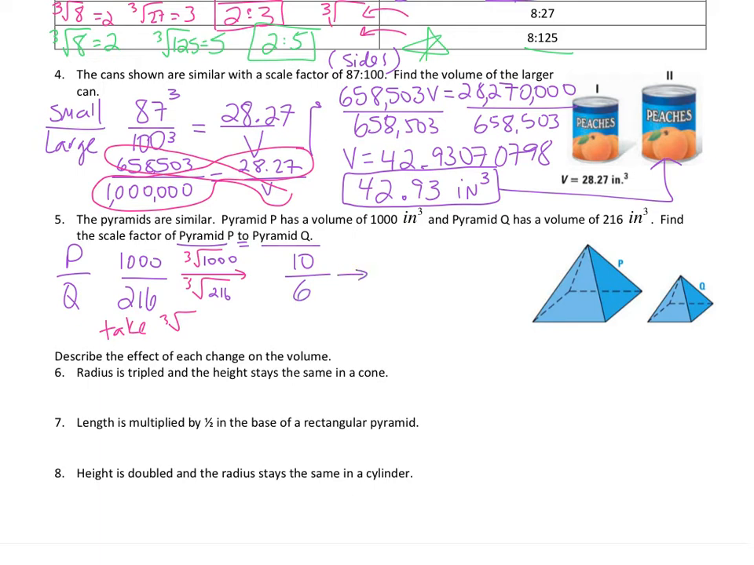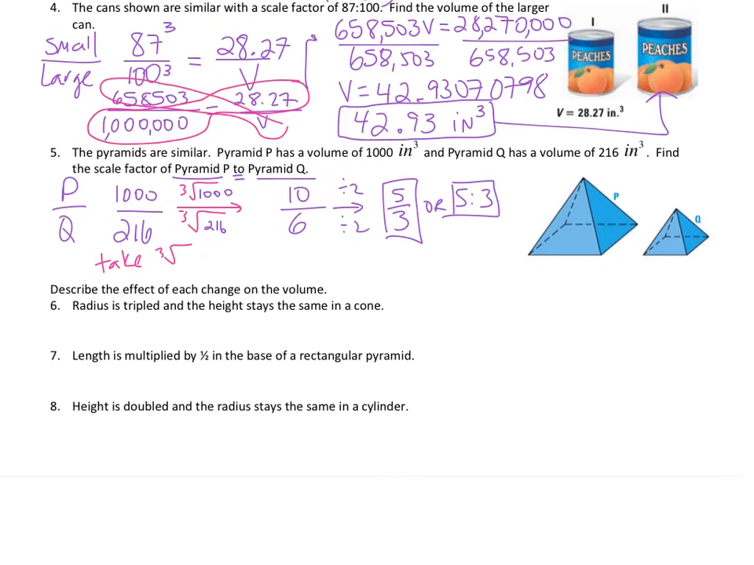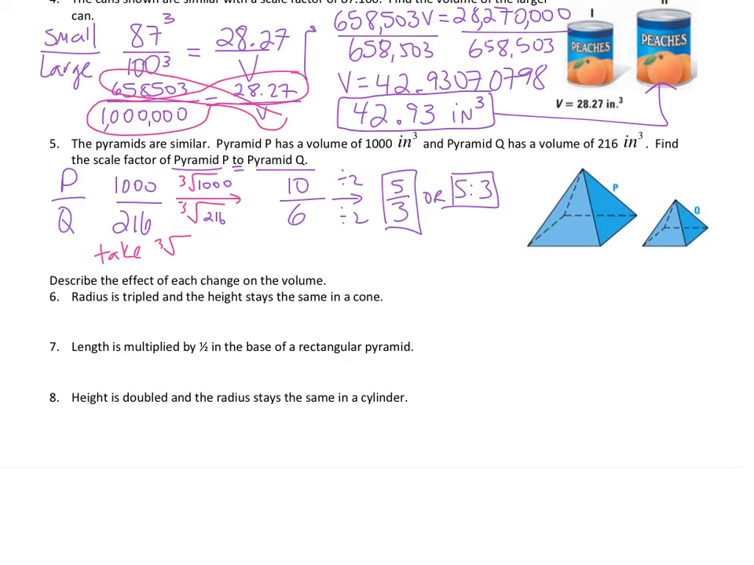And now, of course, reduce it like we usually do. So divide both of those by 2. So we would get 5/3 as our scale factor from P to Q. Or you could write it like so for your scale factor. Now for the last 3 questions, if we ever adjust one piece or one length in our figure, we need to know what happens to the volume, or how the volume changes.